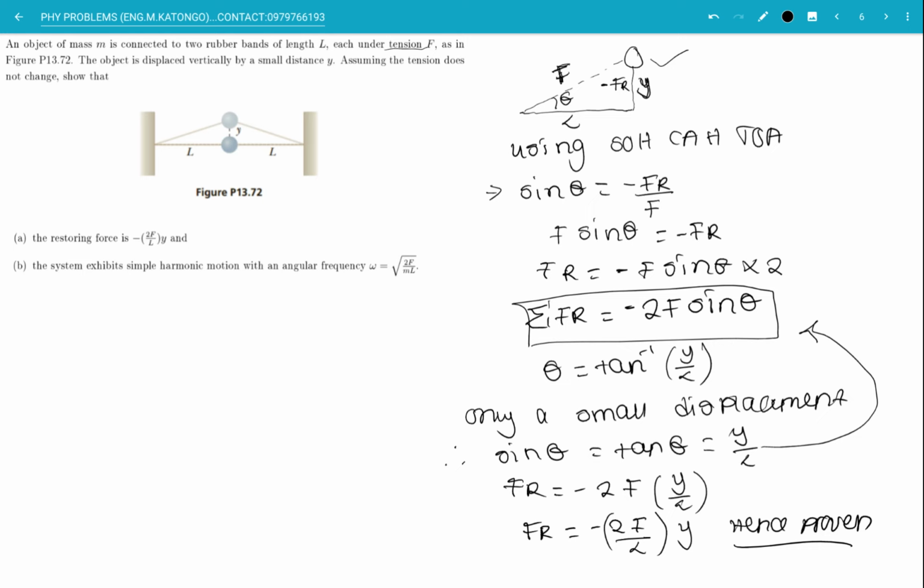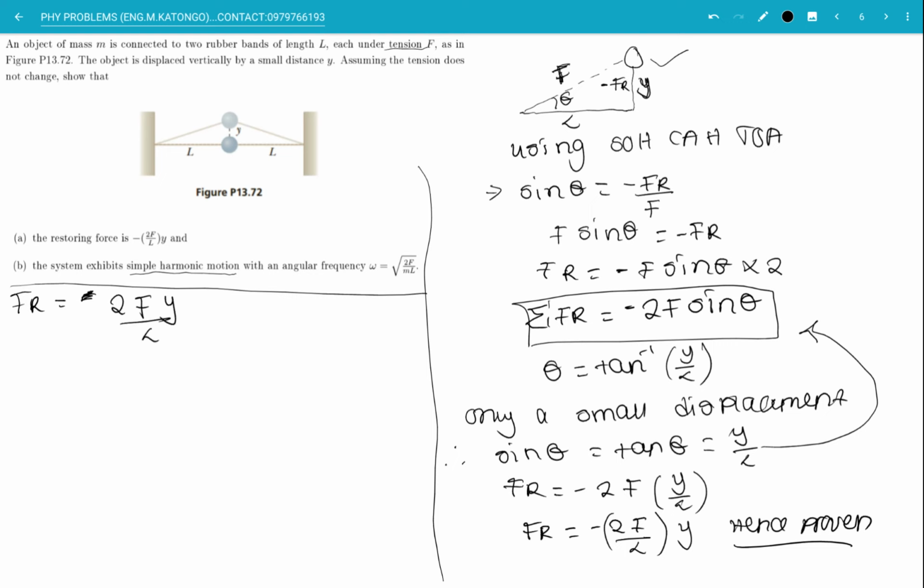Now let's go to the second part of the question. The second part of the question says, show that the system exhibits simple harmonic motion. We have found the restoring force FR being equal to negative 2 the tension F times the displacement y over the length.